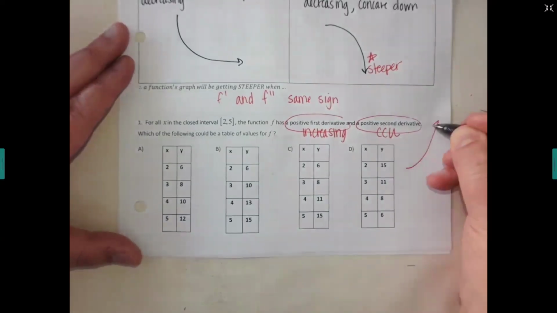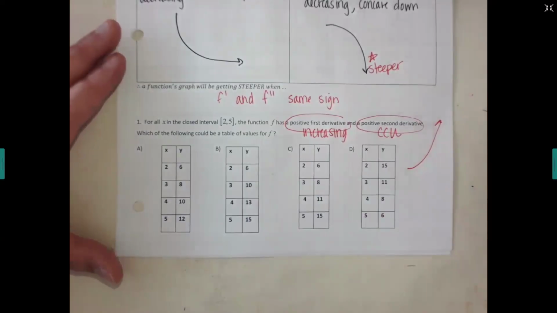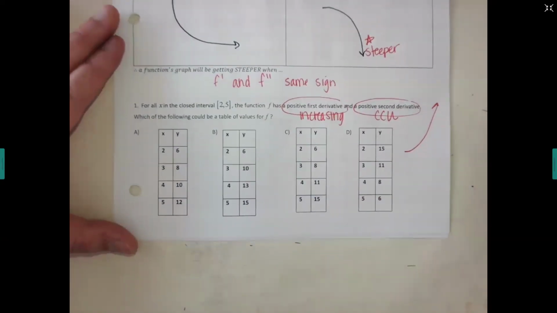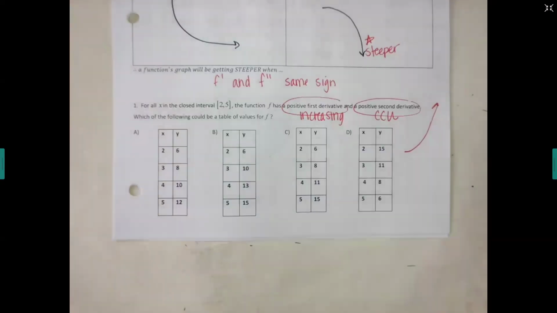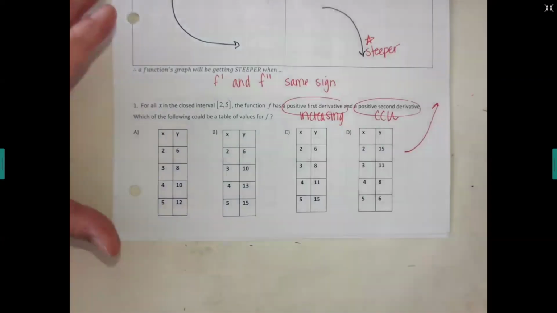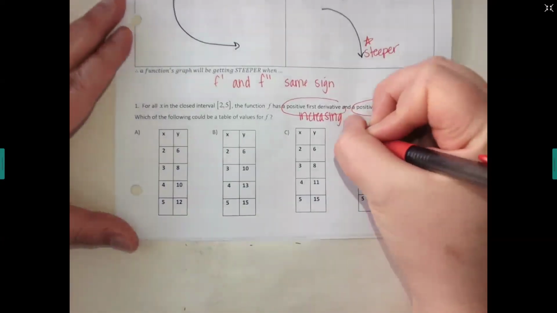Increasing and concave up is a graph that should be getting steeper. So out of the tables listed below, which one is not even increasing? Increasing meaning the numbers are getting bigger each time. Okay, D is out of here. This is a decreasing graph.